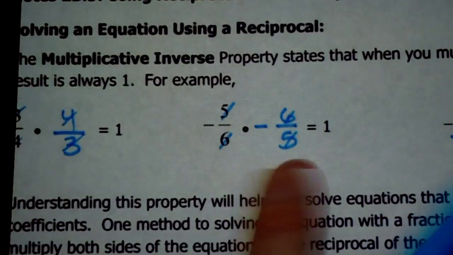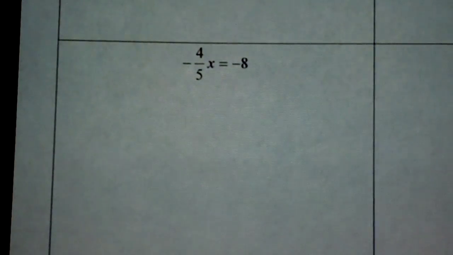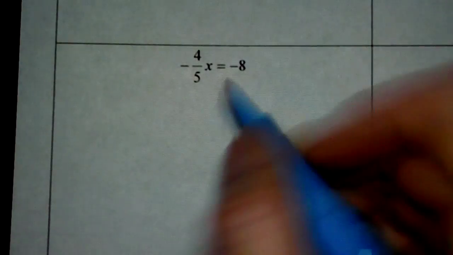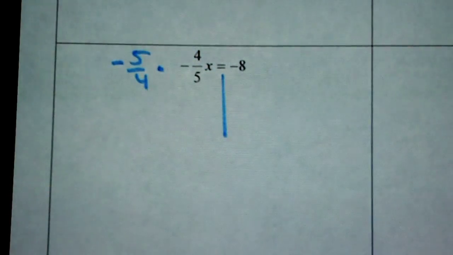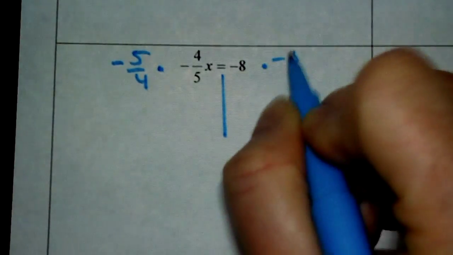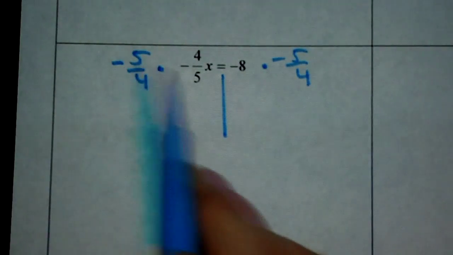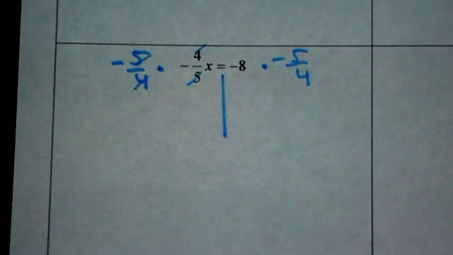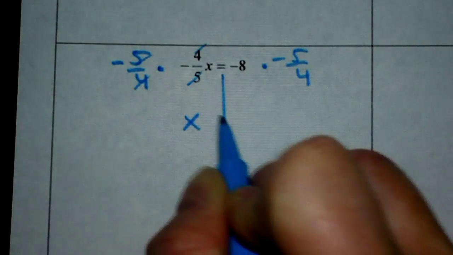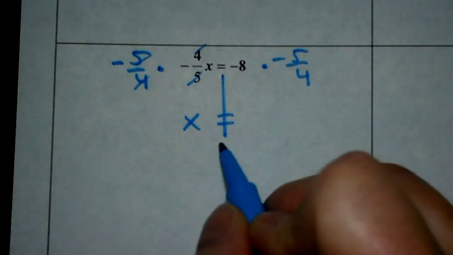All right, next, I have a negative 4/5 x equals negative 8. And remember up top when I had negative 5/6, the reciprocal was negative 6/5? We didn't change that sign. Same thing here. If I'm multiplying by negative 4/5, that means I need to multiply by negative 5/4. So both sides, negative 5/4. Because a negative times a negative is a positive. And yes, those will all cross cancel to give x independence, solitude, all by itself.